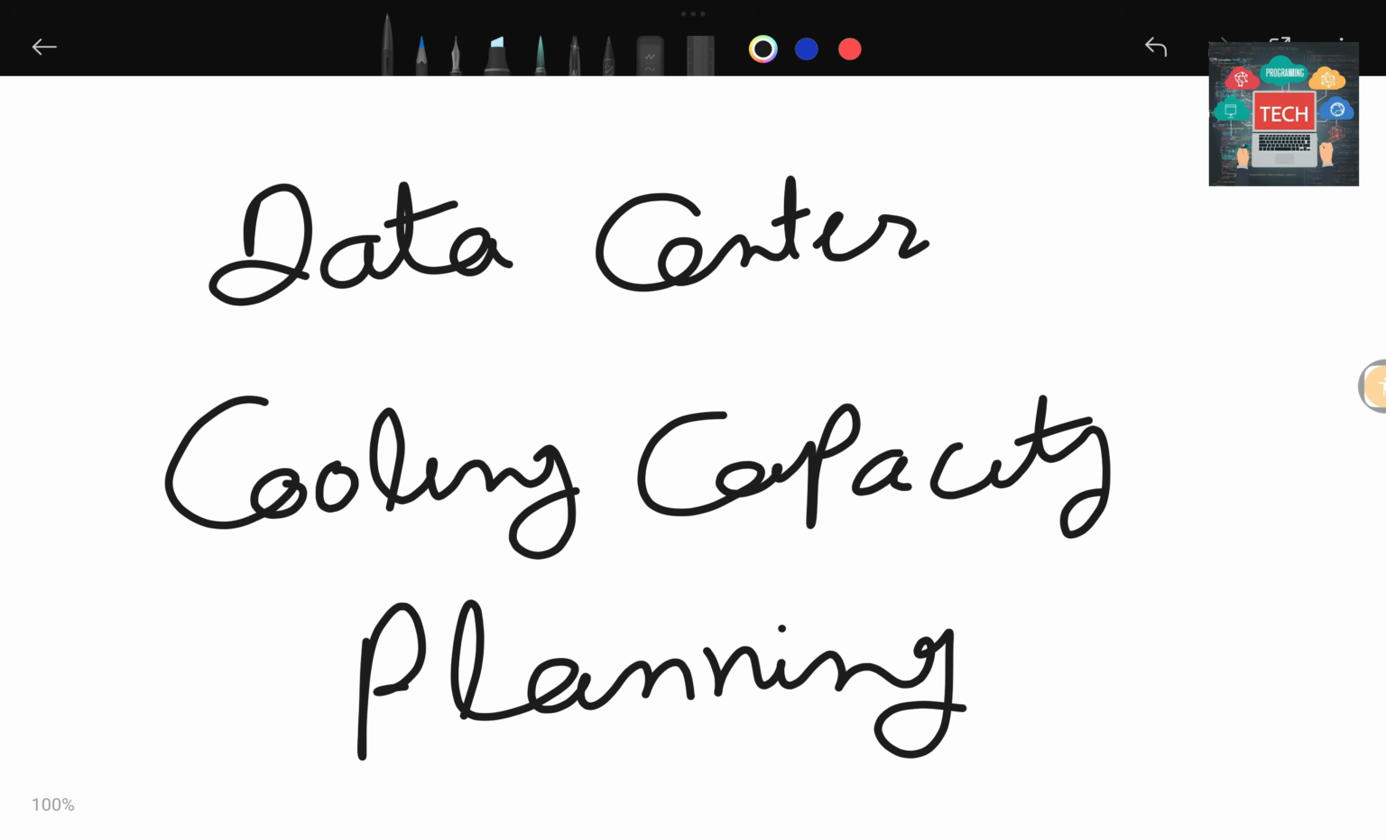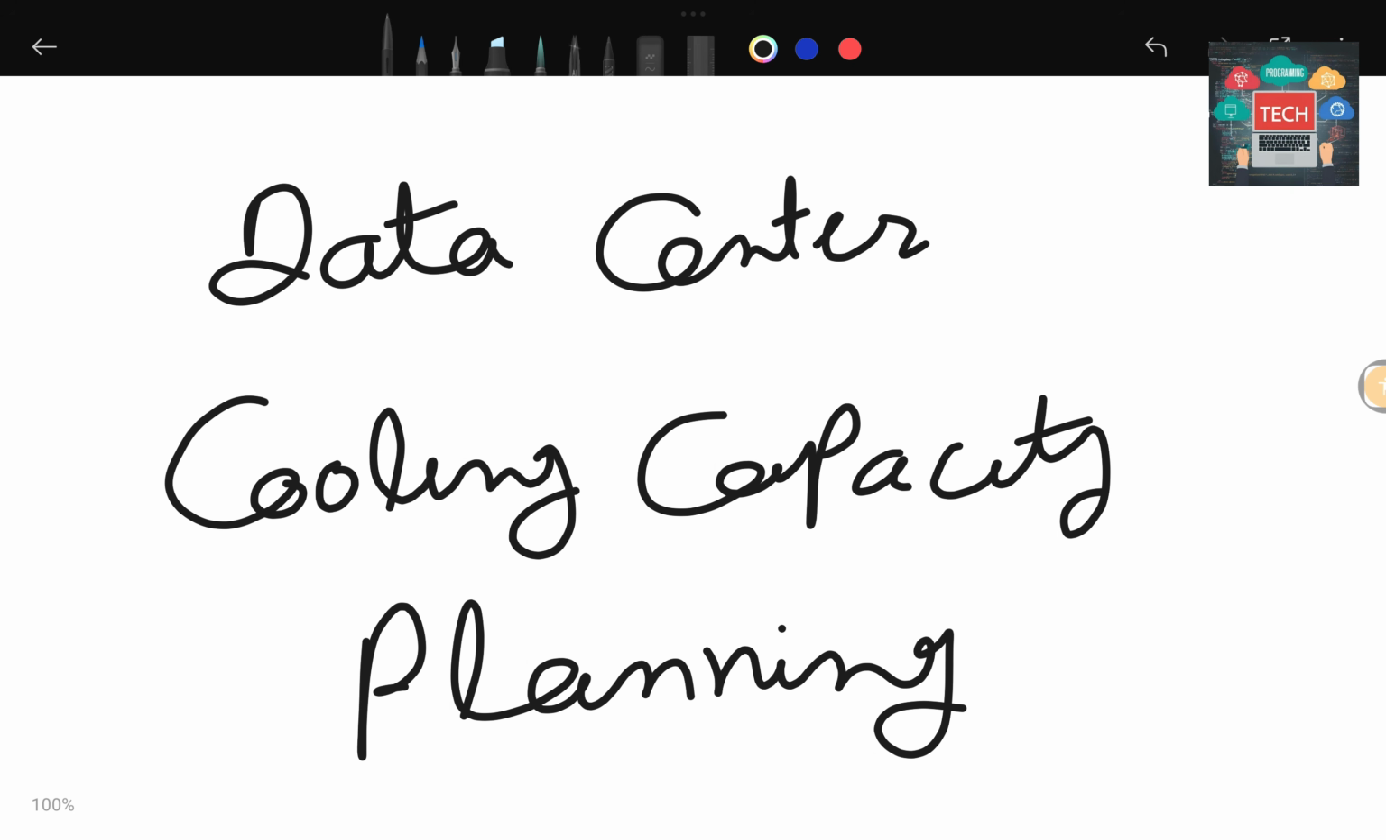You can also use this formula at home to calculate the AC capacity for your home. We will discuss how much tonnage of AC is required in the data center, and how you can calculate the same at your home according to your area, because this totally depends on the BTU. BTU is called British Thermal Unit. So we will discuss it today.